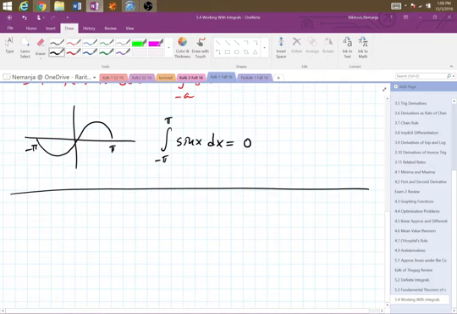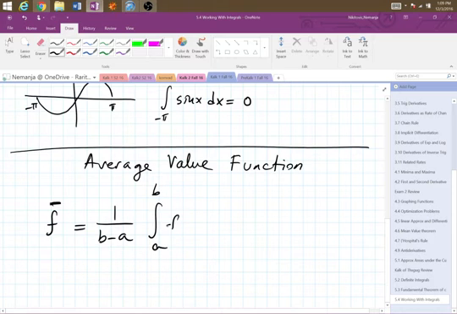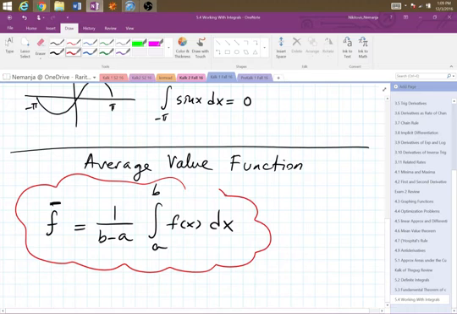And the one formula that you actually need to know now, the third one, is the average value of a function. To compute the average value of the function, f bar is going to be 1 over b minus a, integral from a to b of f of x dx. Conceptually, this should make sense.